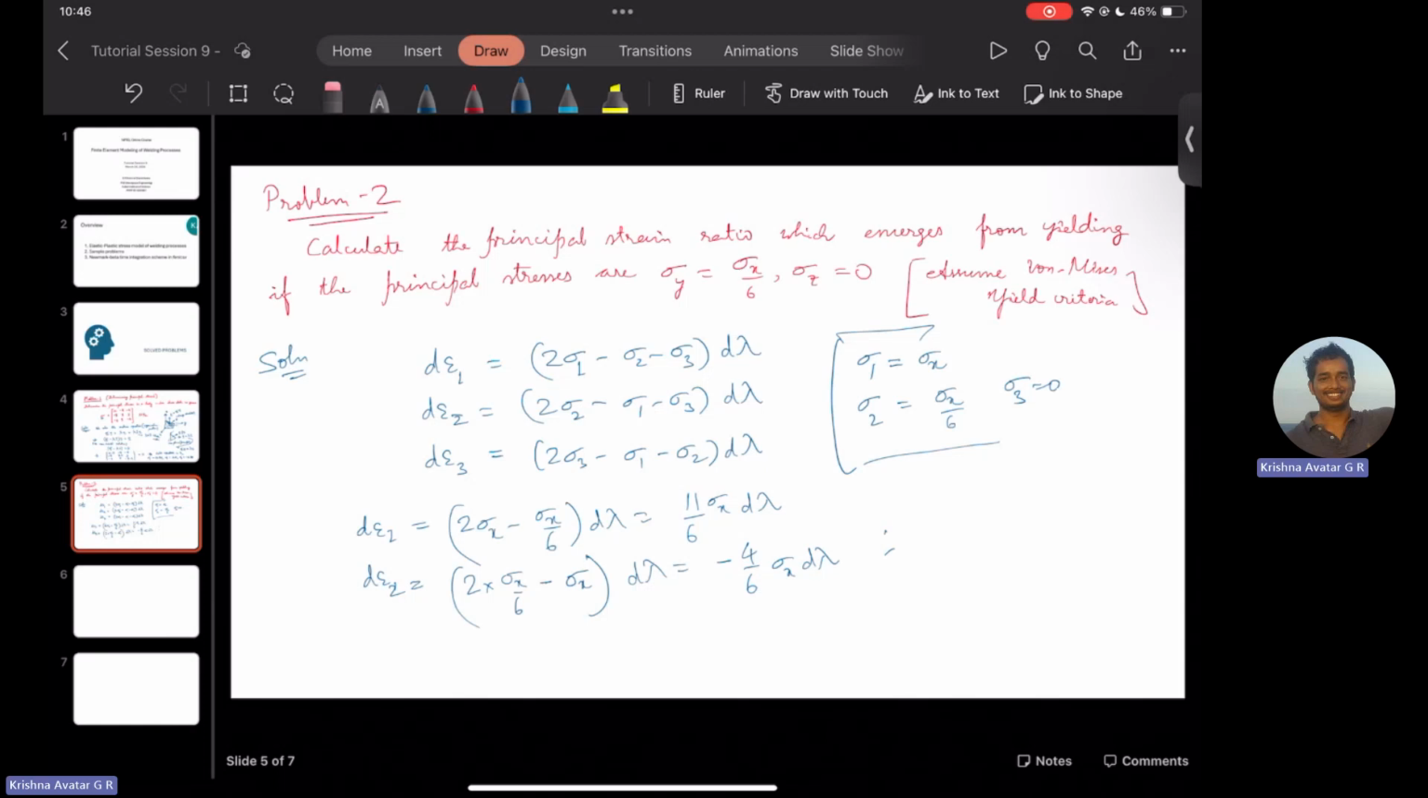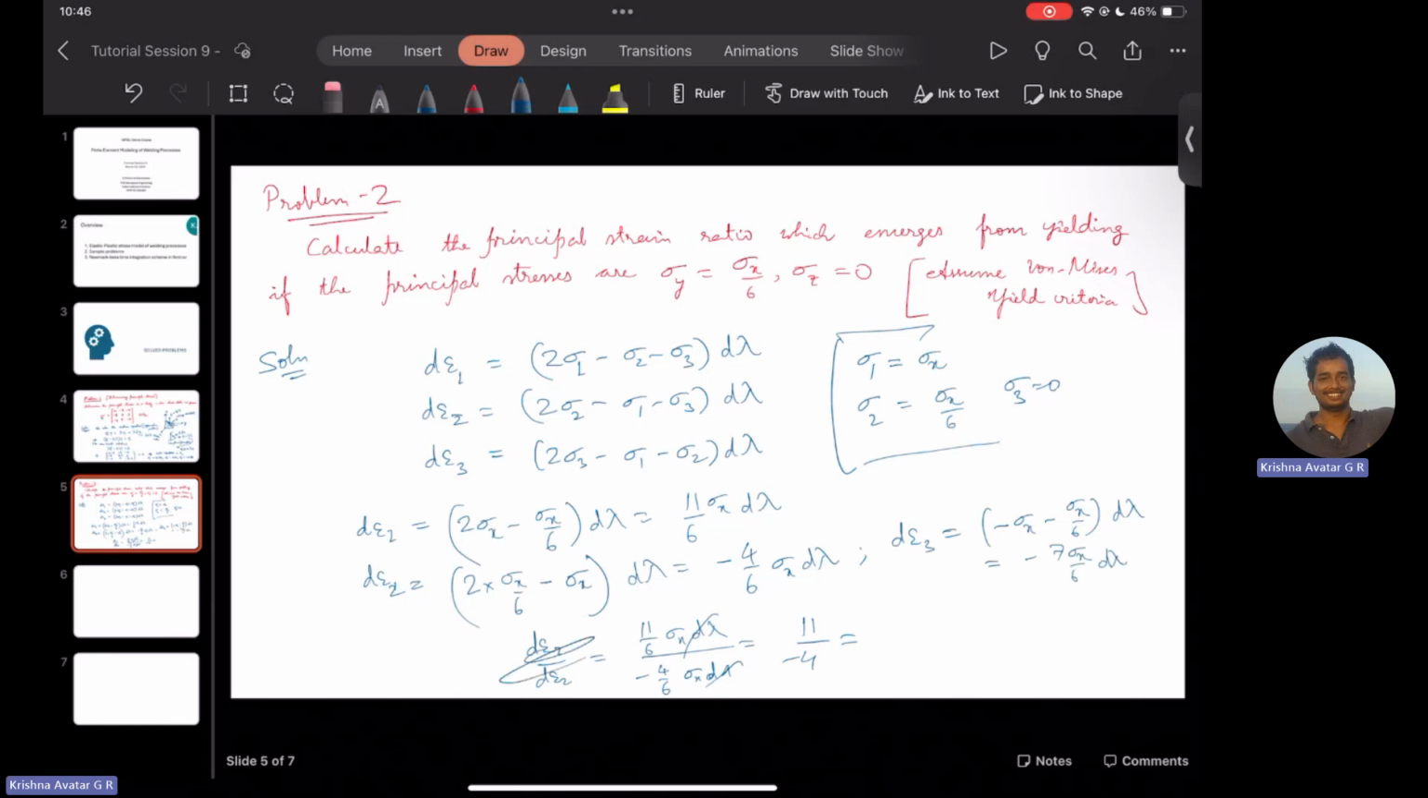And since our deformation is only being taken in the xy plane, this is what it is. So we'll have dε1 as 11 by 6 σx dλ and dε2 as minus 4 by 6 σx dλ. And one more, dε3 will be equal to 2 into 0, so it's like minus σx by 6 dλ minus σx by 6 dλ. So it comes to minus 7 σx by 6 dλ, right?